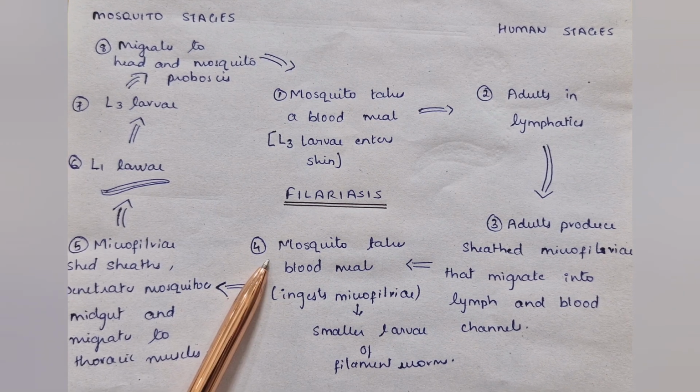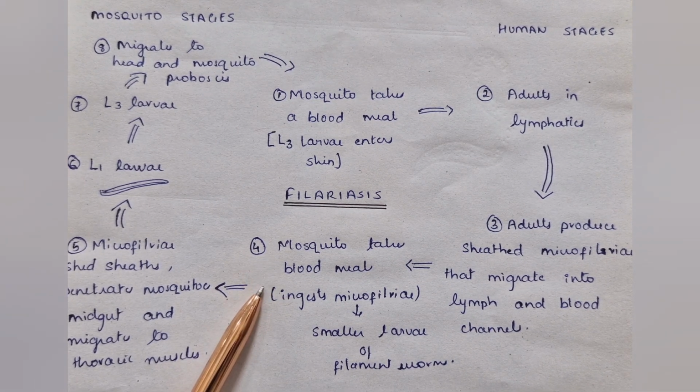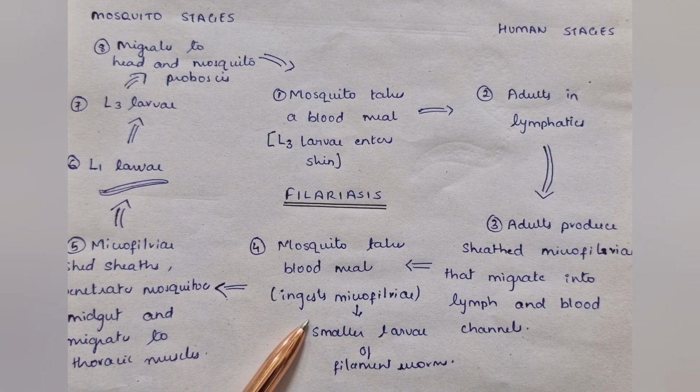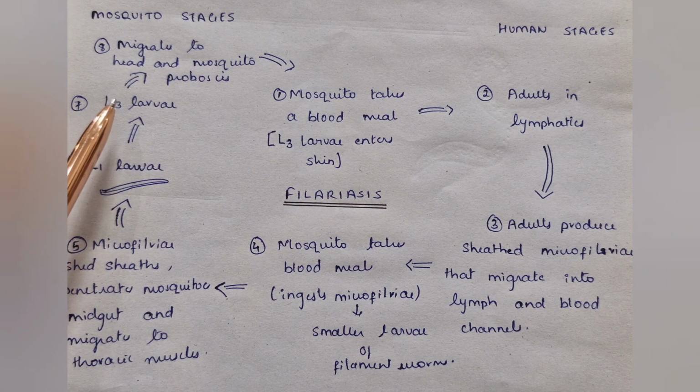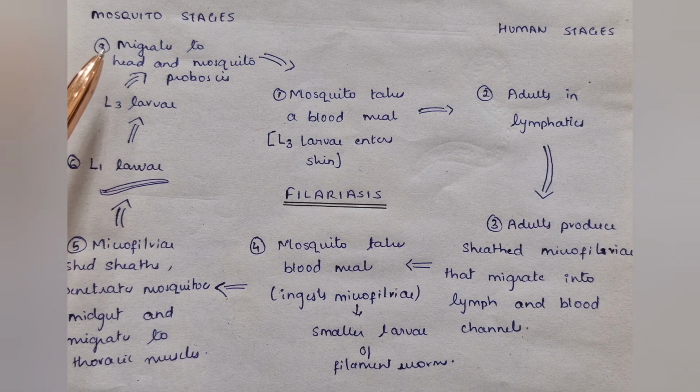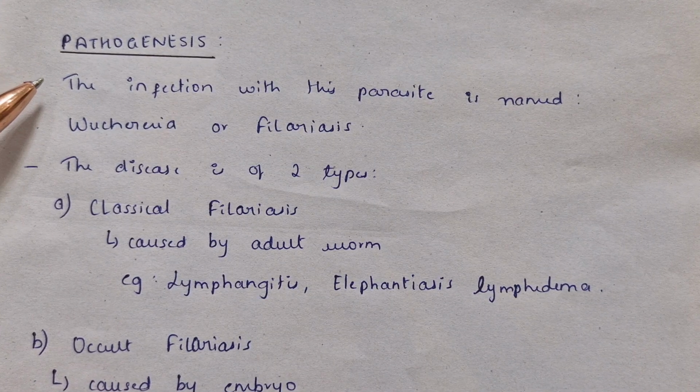The mosquito takes a blood meal and ingests the microfilariae, which form smaller larvae of filarial worms. Now under the mosquito stages, the microfilariae shed their sheaths. They penetrate the mosquito's midgut and migrate to the thoracic muscles to form the L1 larvae. Further, it forms the L3 larvae and migrates to the head.